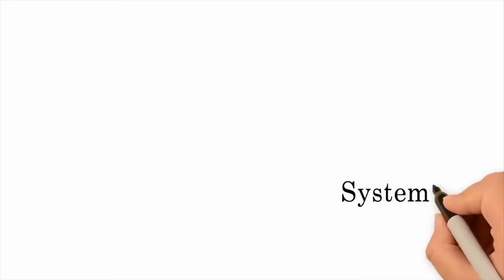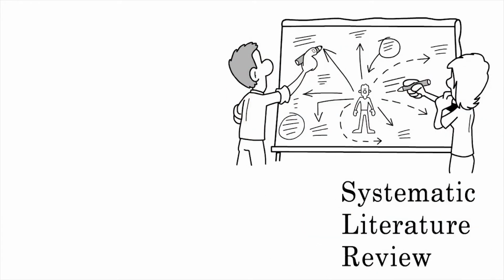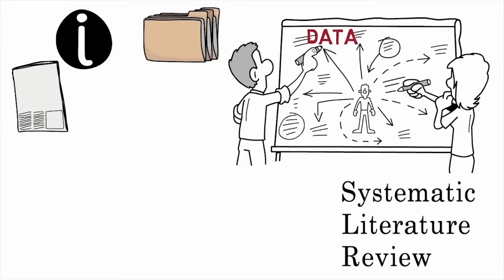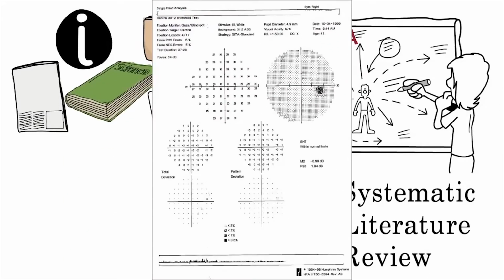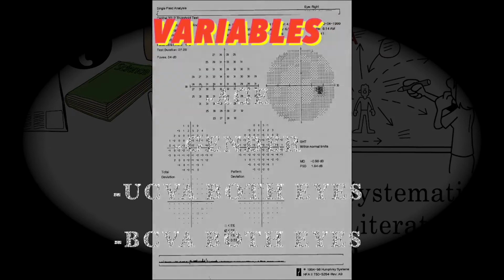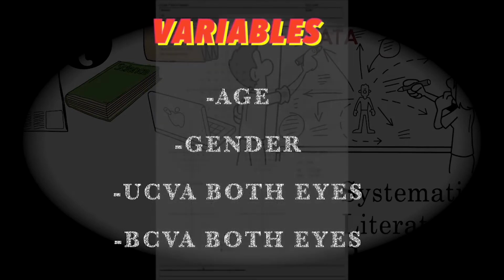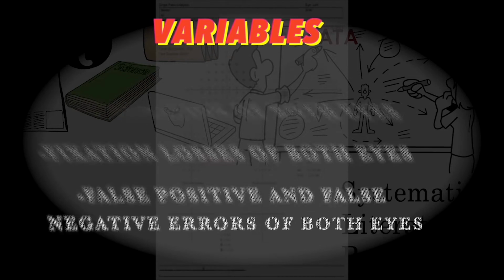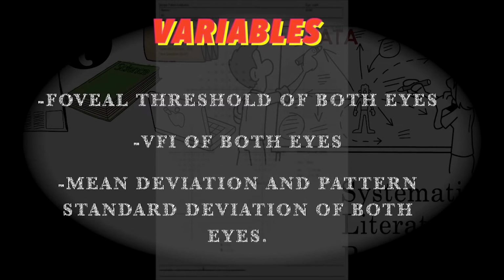We then did a systematic literature review and started arranging our data, which we acquired over the last 3 years. The variables that we chose for analysis included age, gender, unaided visual acuity, best corrected visual acuity, test duration, fixation losses, false positive and negative errors, foveal threshold, visual field index, mean deviation, and pattern standard deviation for both eyes.